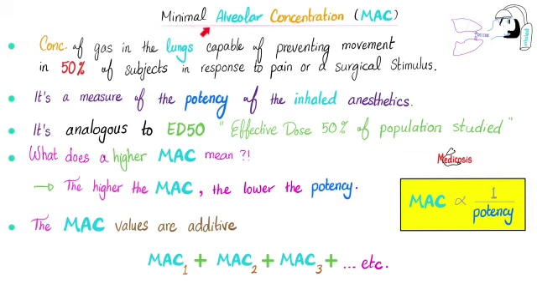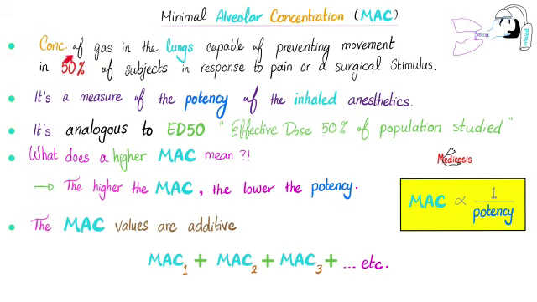Important concepts: minimal alveolar concentration, or MAC, not to be confused with the membrane attack complex, part of your complement system, or McDonald's. It's also a Windows alternative if you have some money. The minimal alveolar concentration is the concentration, no kidding, of gas in the lungs, capable of preventing movement in half of the patients in response to pain or a surgical stimulus. That's the bare minimum. This is scorched earth.